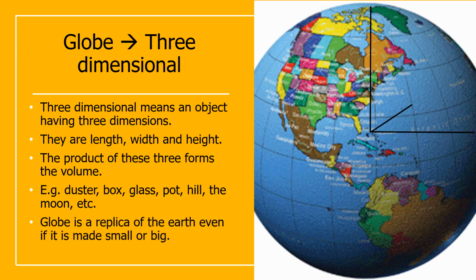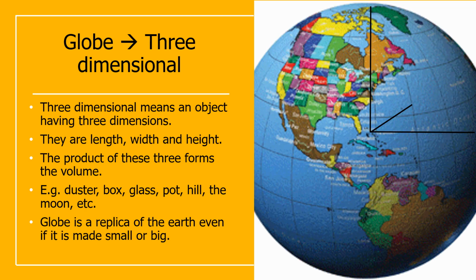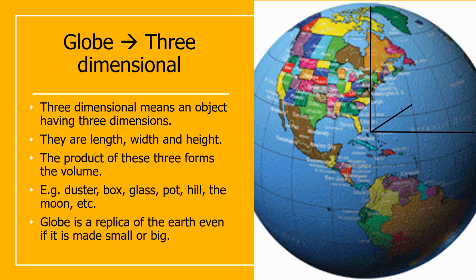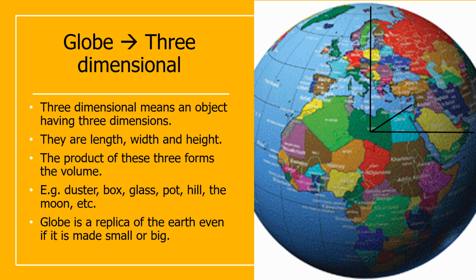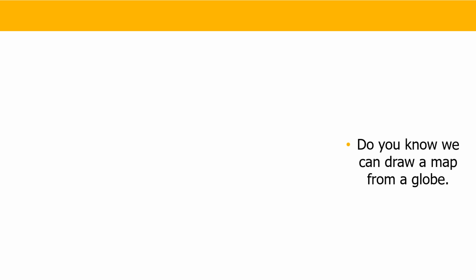A globe is a replica of the earth, even if it is made small or big. Suppose you take a small ball or a big basketball. Both are nothing but a type of spherical shaped figure. Even if it is small, it is a ball. Even if it is a big figure, it is still called a ball. But the difference is its name. Similarly, here also we could say it is a globe. When it is real, it is the earth. So whether small or big, it has the similarity of having three dimensions. So I guess you all have understood the difference between a globe and a map and their dimensions.